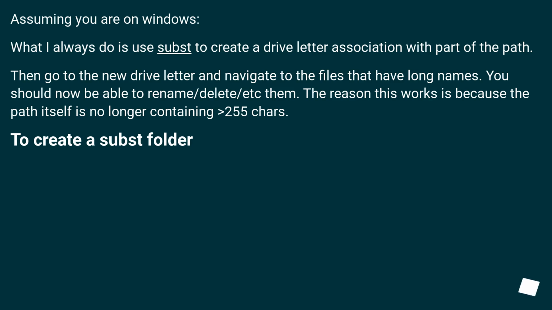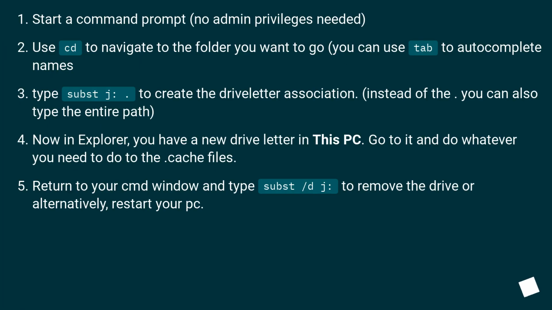To create a subst folder, start a command prompt. No admin privileges needed. Use CD to navigate to the folder you want to go. You can use tab to autocomplete names. Type subst j: and the path in quotes to create the drive letter association instead of the path. You can also type the entire path.